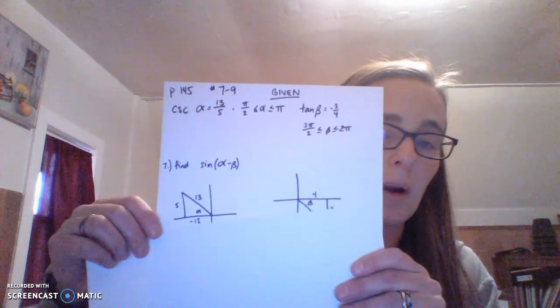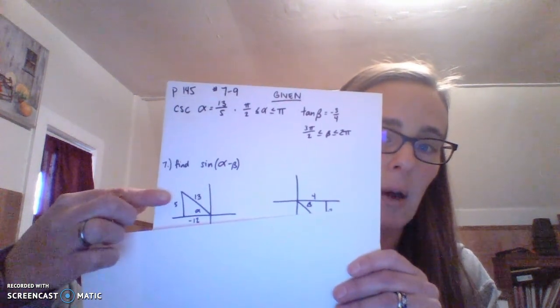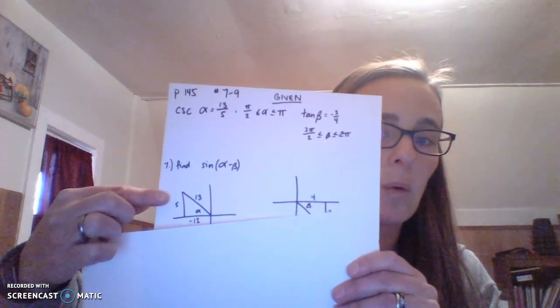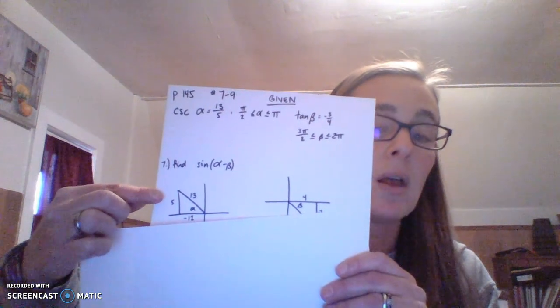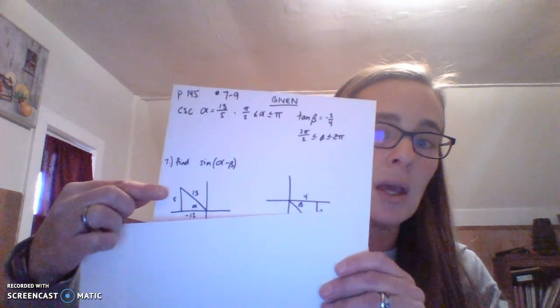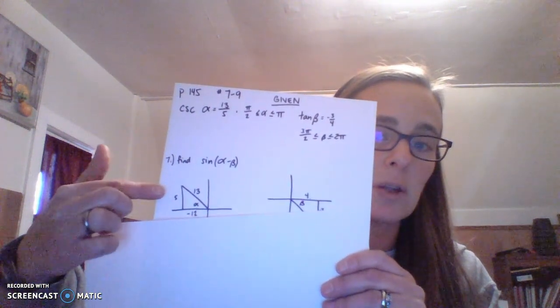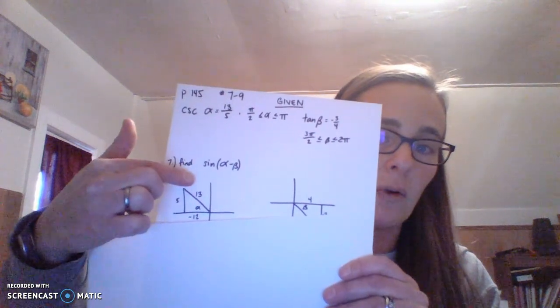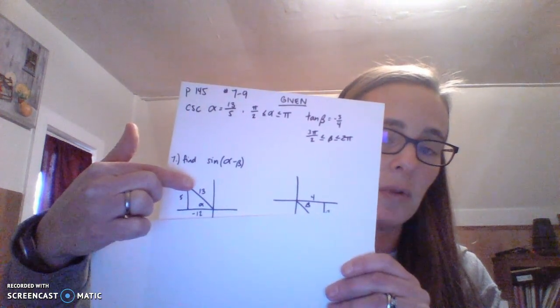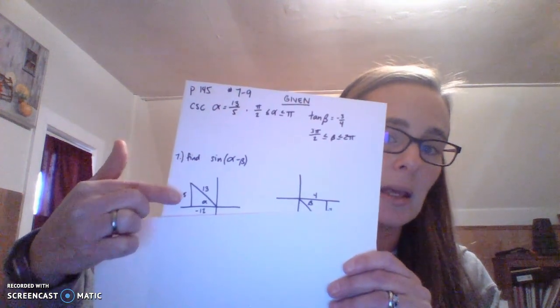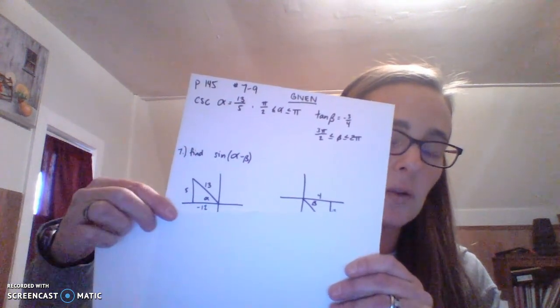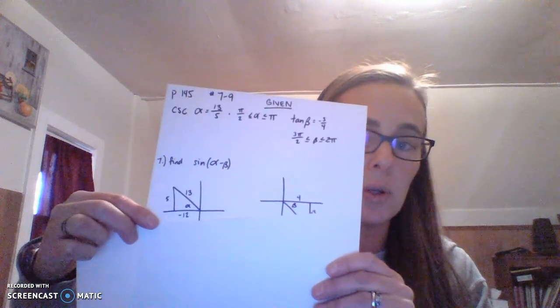The first thing we have to do is draw our angles. Here is alpha, in quadrant 2. We're given that the cosecant of alpha is 13 over 5. That tells us that sine of alpha is 5 over 13, opposite over hypotenuse. We should hopefully recognize this as a special right triangle, 5, 12, 13. And here we've got negative 12 because it's in quadrant 2.